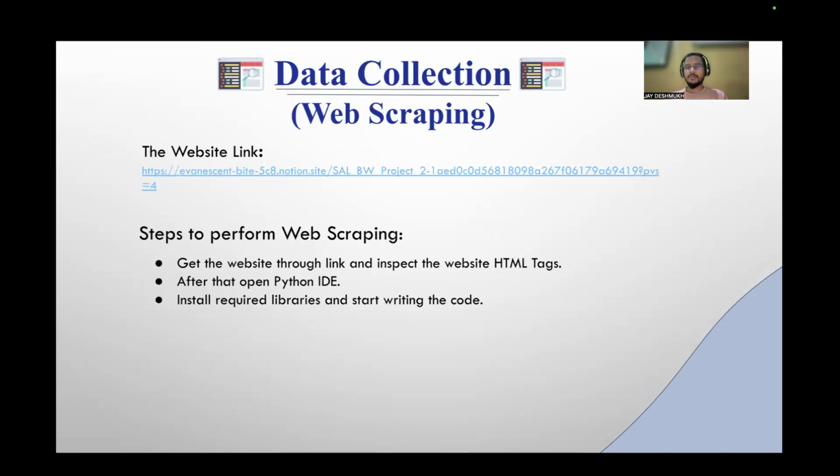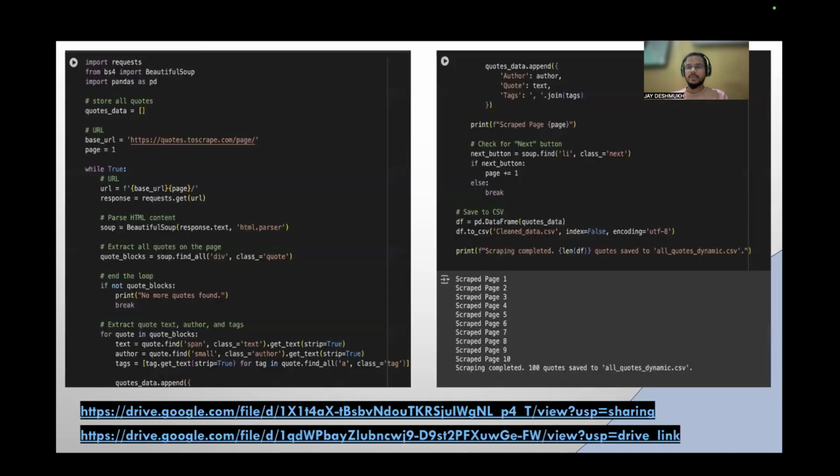So first of all, we perform the data collection. We can also call web scraping. So for that, I just went through the data website, and after that, inspected all the HTML text which we can use for the scraping. Then I opened my Python IDE and started coding. So here are some glimpses, some screenshots of the code.